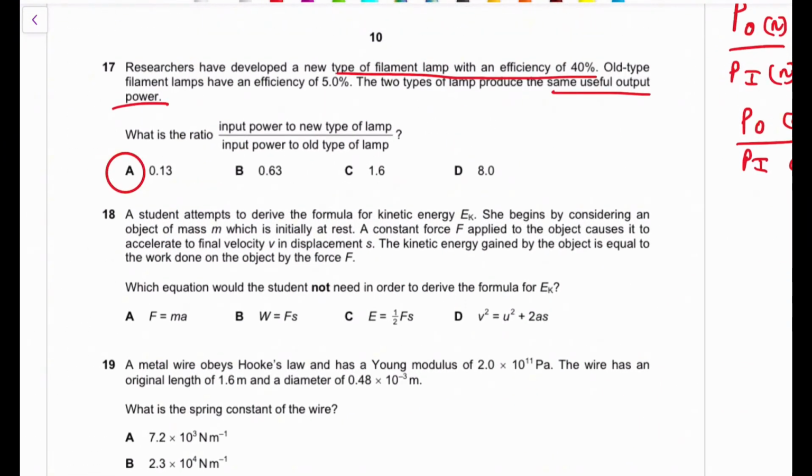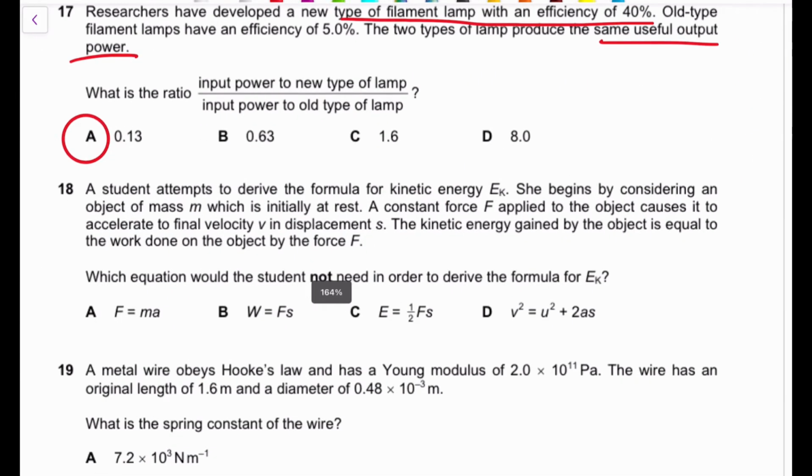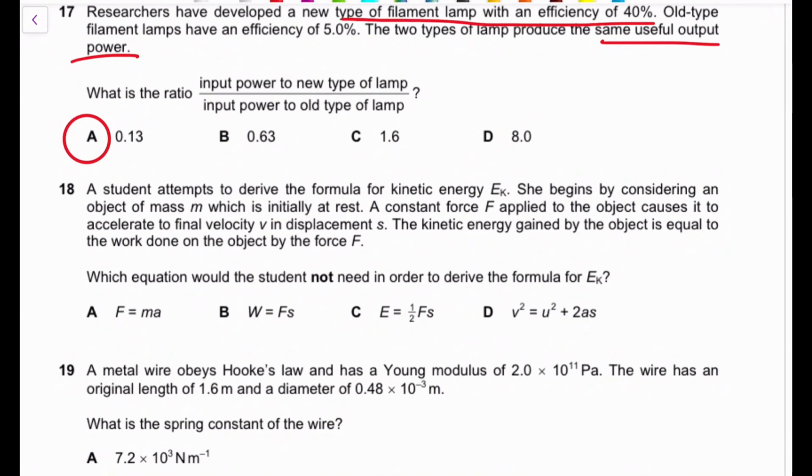Very important. A student attempts to derive the formula for kinetic energy. She begins by considering an object of mass m, which is initially at rest.